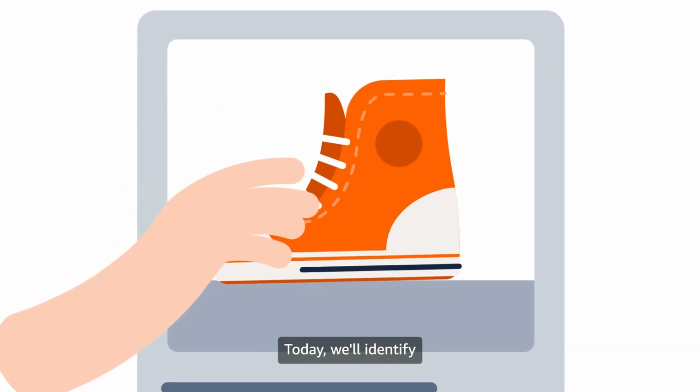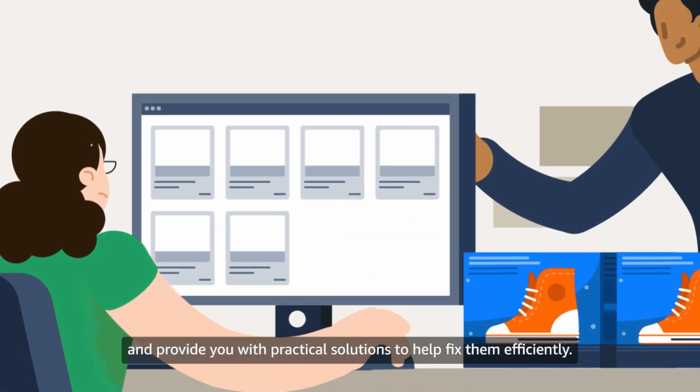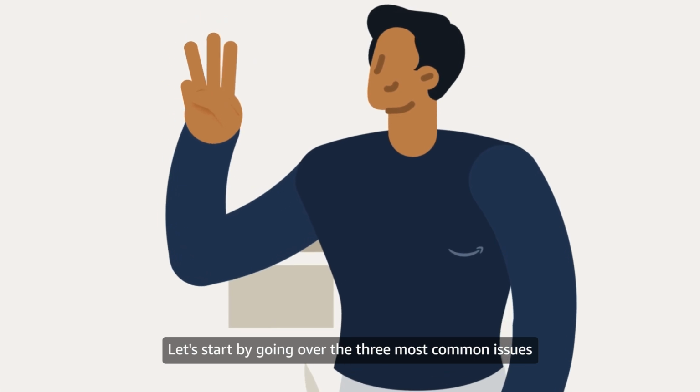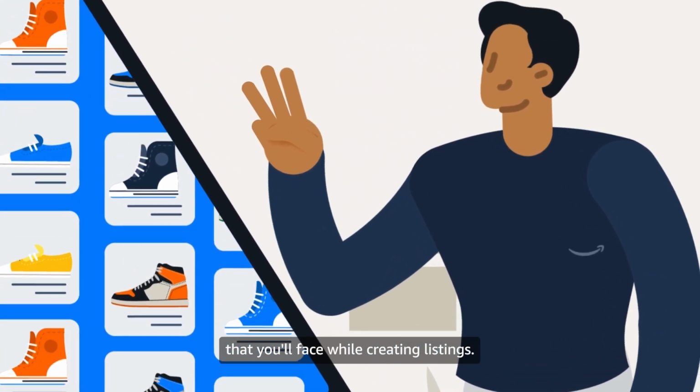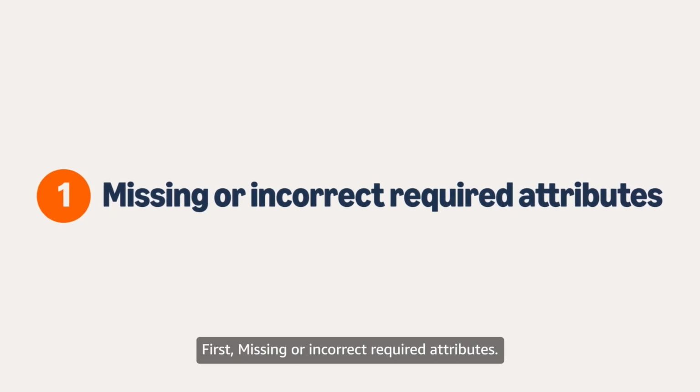Welcome! Today we'll identify the most common listing errors that you encounter and provide you with practical solutions to help fix them efficiently. Let's start by going over the 3 most common issues that you'll face while creating listings. First, missing or incorrect required attributes.